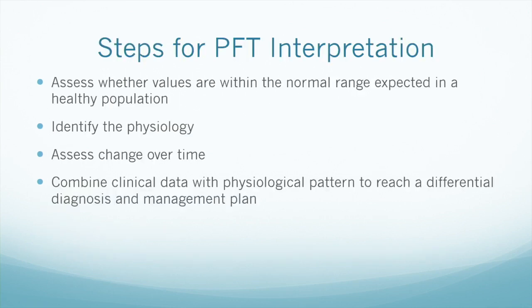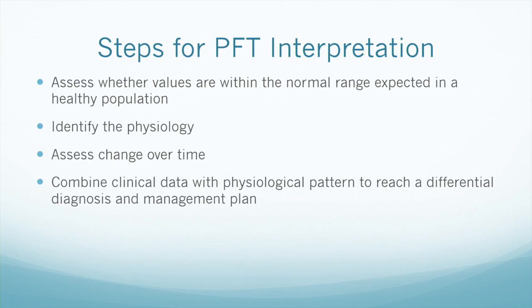The steps for pulmonary function testing interpretation: we first assess whether the values are within the normal range expected in a healthy population, and then we try to identify the physiology, whether it's a more restrictive or obstructive pattern. If available, we assess pulmonary function values over time to monitor response to treatment or disease progression. And finally, we use the physiology data from pulmonary function testing combined with all of our other clinical data, including imaging and your history and physical, and ultimately come up with a differential diagnosis and management plan.